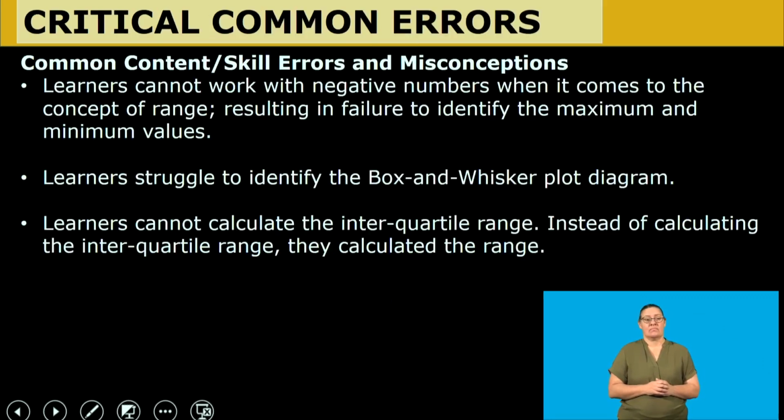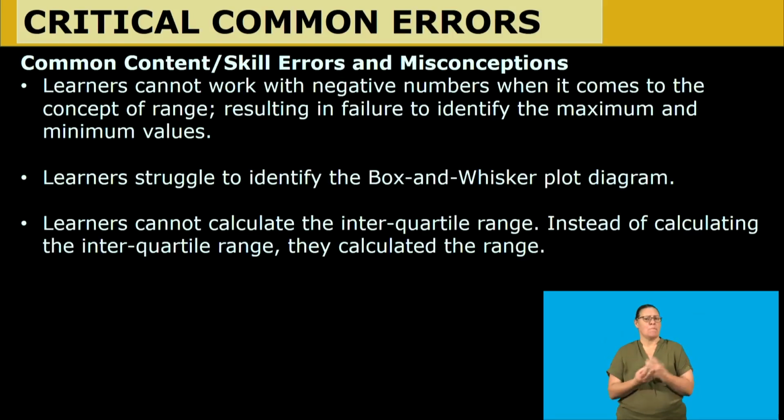The common mistakes that are committed by candidates in this section: learners cannot work with negative numbers when it comes to the concept of range, resulting in failure to identify the maximum and the minimum values. Learners struggle to identify the box and whisker plot diagram. Learners could not calculate the interquartile range. Instead of calculating the interquartile range, they calculated the range. So in today's lesson, we are going to be addressing these common errors to make sure that you don't commit the same mistakes as you sit for your National Senior Certificate exams.